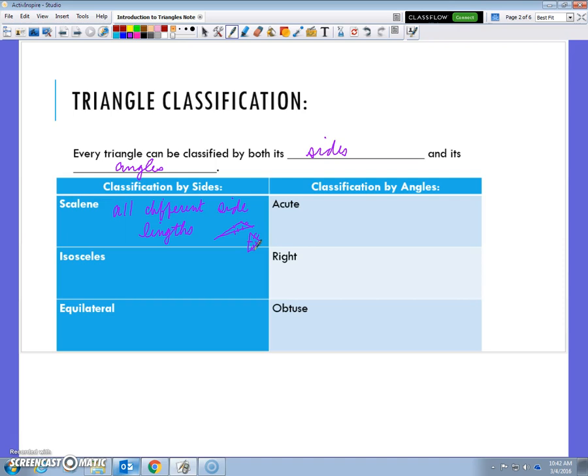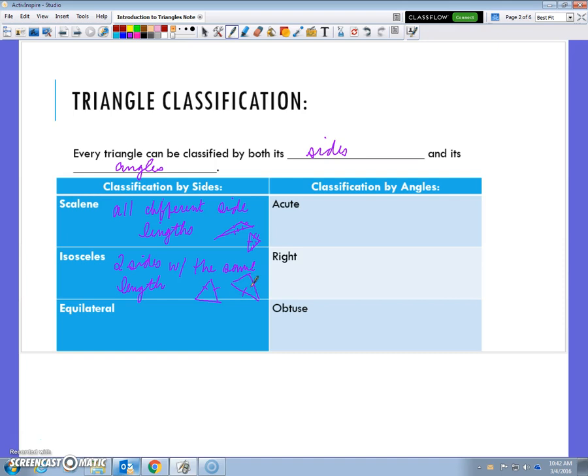An isosceles triangle has two sides with the same length. Two sides with the same length. Okay, and so I'm going to draw a couple isosceles triangles here for you. There's one. There's one. Isosceles triangles have two sides with the same length.